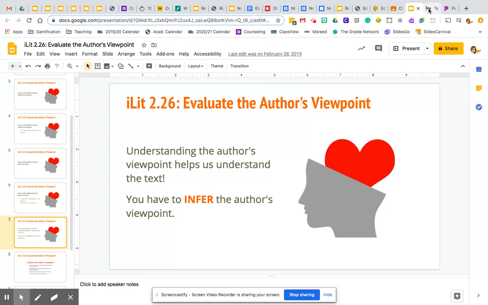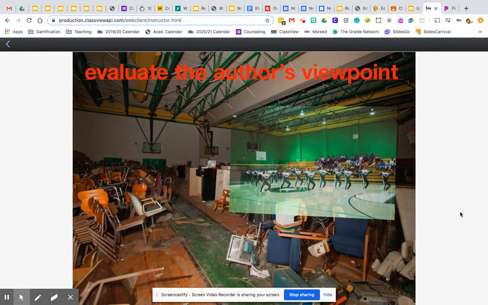So here is a picture. And you'll notice that inside this picture is another picture. This is what the school auditorium looks like now. And here is what it looked like before.